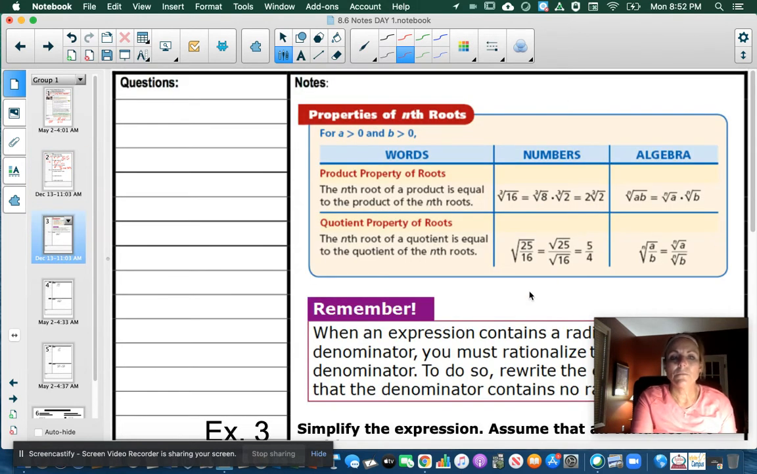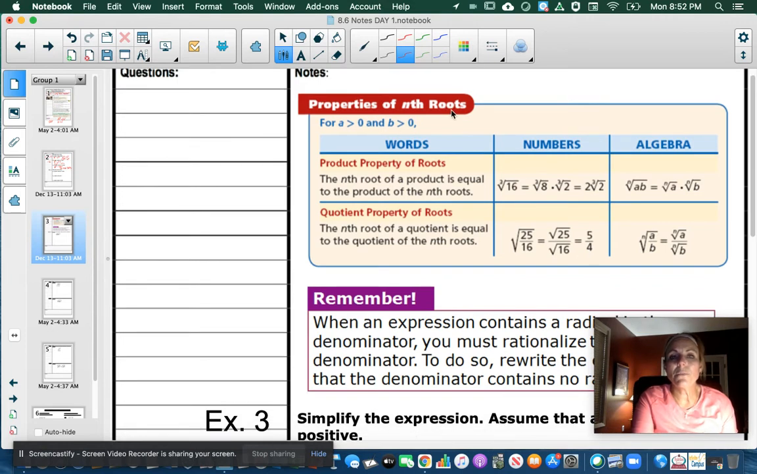And now, the properties of nth roots for a greater than 0 and b greater than 0. We're talking about the product property of roots and the quotient property of roots. So that's basically saying that the nth root of a product is equal to the product of the nth roots. Just like this, the cube root of 16, we could break that up into the cube root of 8 times the cube root of 2. 8 times 2 is 16. We can multiply those because they are under a radical sign that both have the same index or same root.